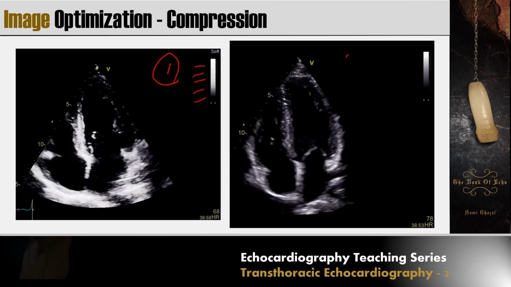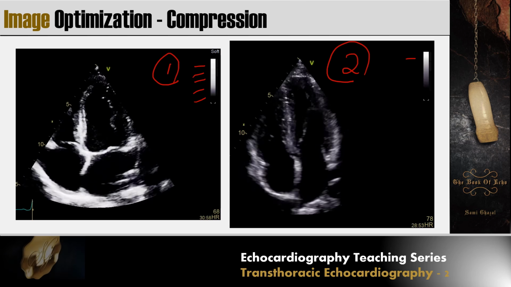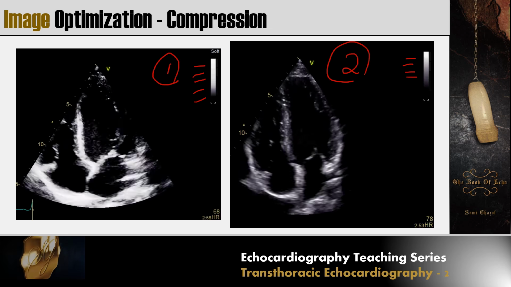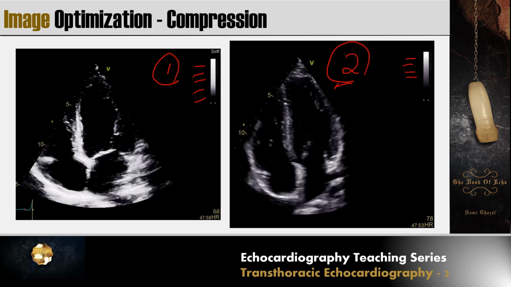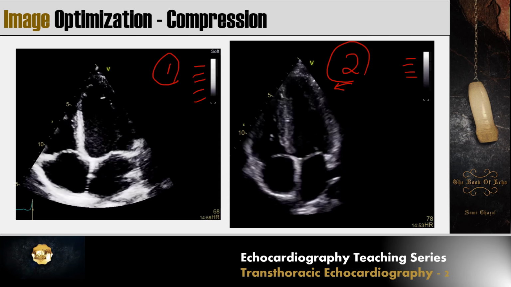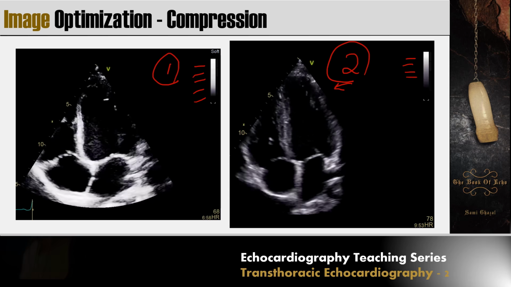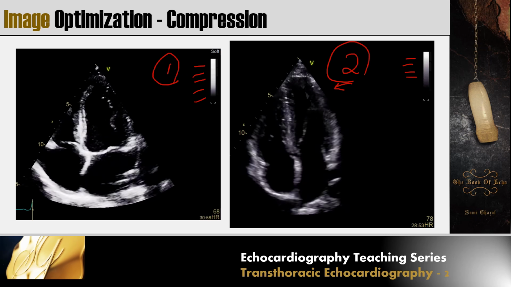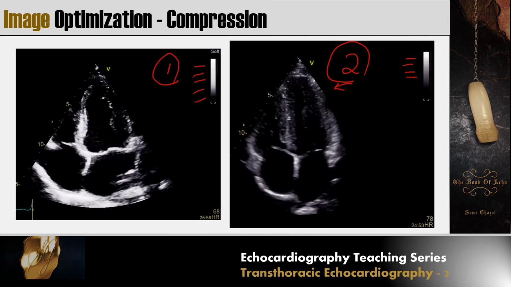Compare it to number 2 here, where you have adequate compression, where you have enough number of shades that represent the ultrasound signal. So in number 2, you have a better tissue characterization. However, in number 1, you will have more of black and white, and it can be used like in contrast echocardiography, where you need to see the endocardial border or the cavity only.